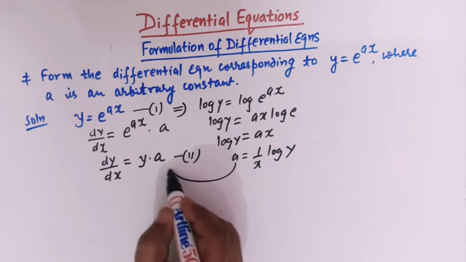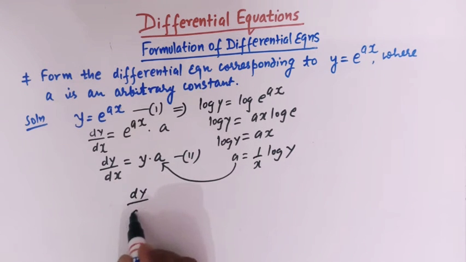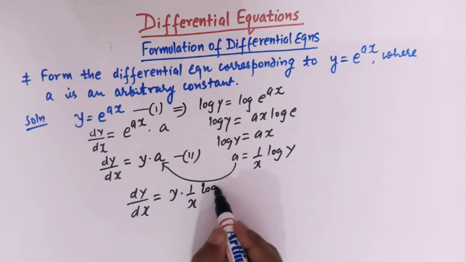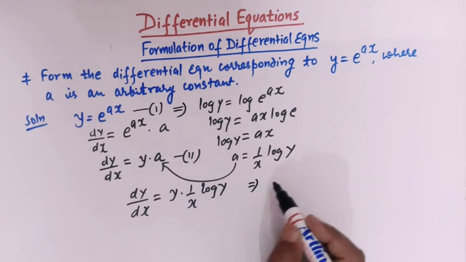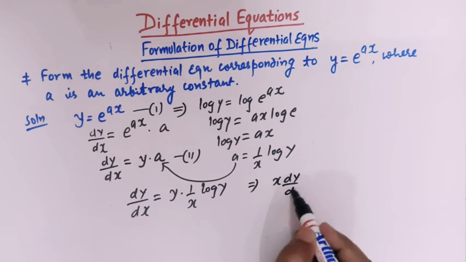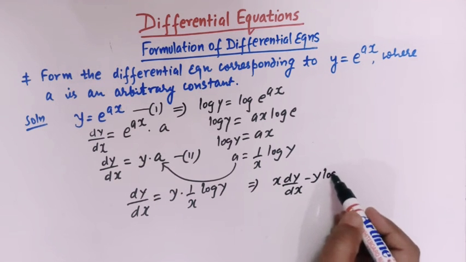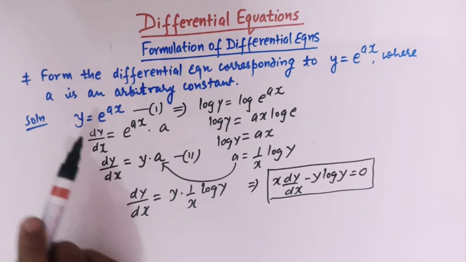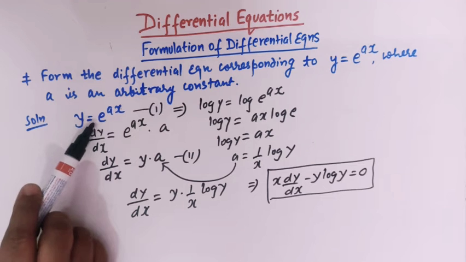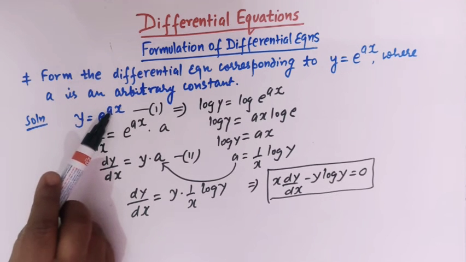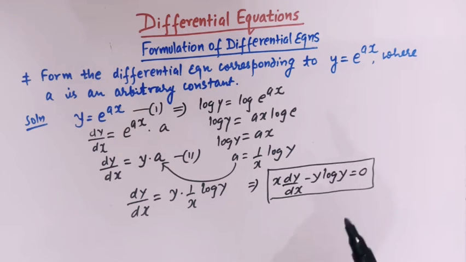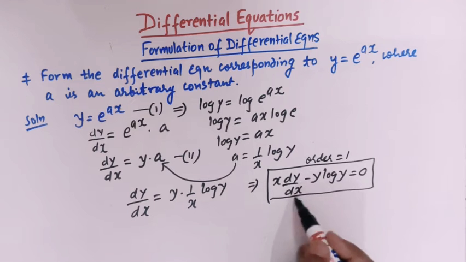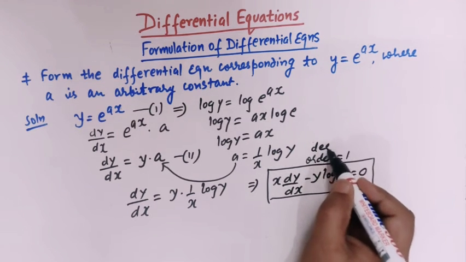Now if we substitute this value of a here, we get the differential equation as dy over dx is equal to y times 1 over x log y, which can further be written as x dy over dx minus y log y is equal to 0. So this is the differential equation corresponding to this general solution or the family of curves. Here we have only one arbitrary constant, so the order of the differential equation is 1, and moreover the degree of this differential equation is 1, right?